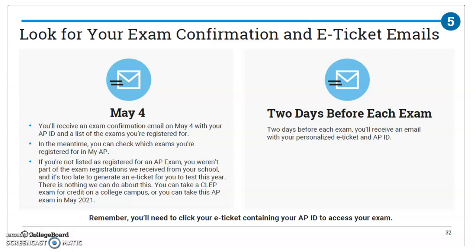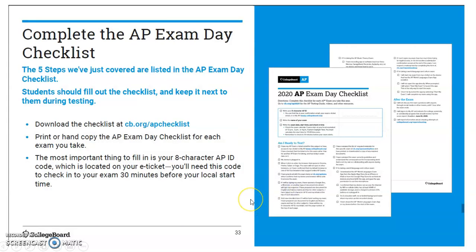Okay, you could show up and take an exam on a college campus, or you can take the exam next May. Okay, and then 2 days before each exam, you'll receive an email with your personalized e-ticket and AP ID. Remember, you'll need to click your e-ticket containing your AP ID to access your exam. Complete the exam day checklist.